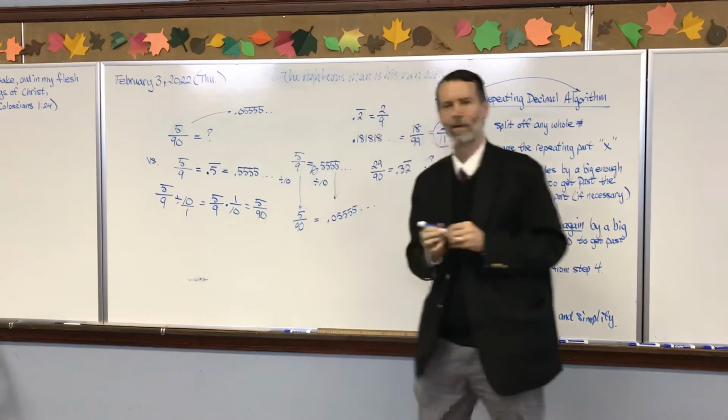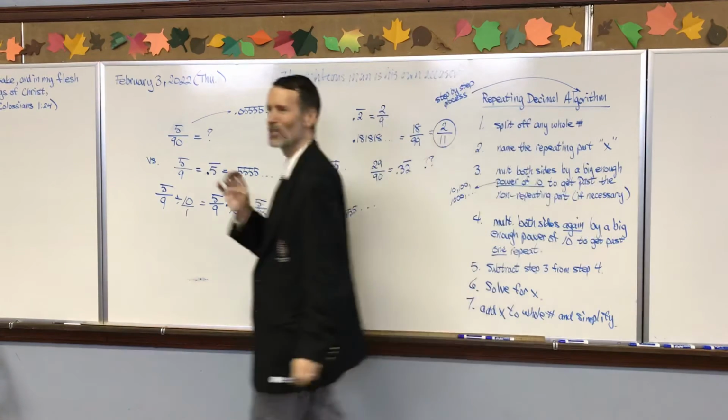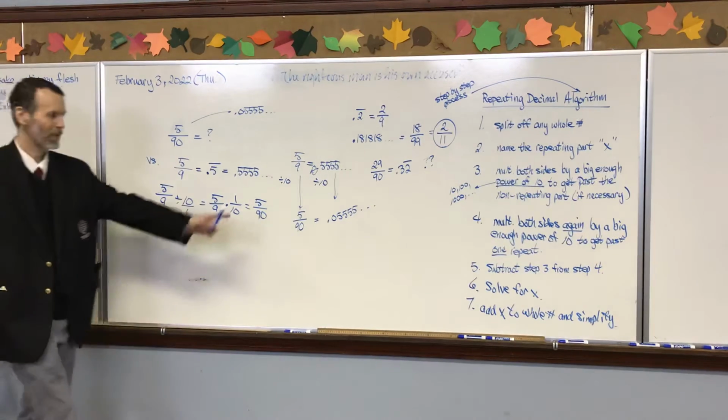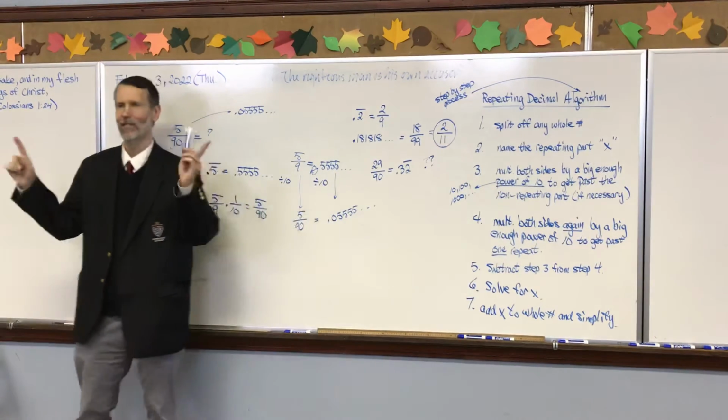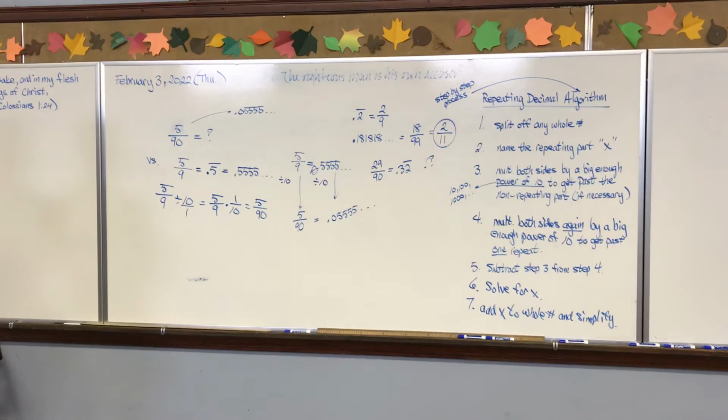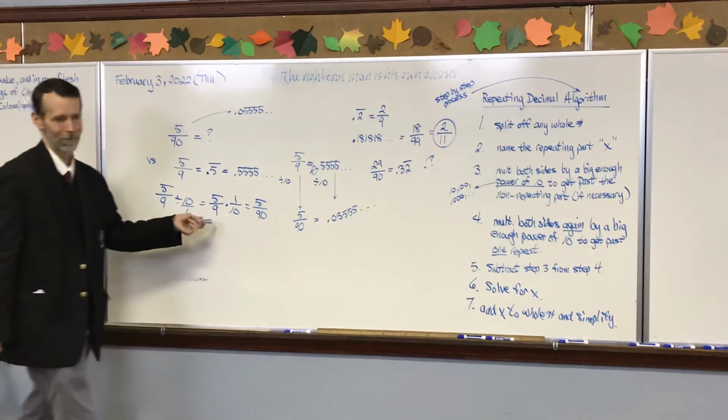If you want to delay a repeating decimal by 1 space, divide both sides by 10. If you want to delay it by 2 spaces, how would you do that? Divide by 100. Let's do a tricky one. How about you delay it 4 spaces? 10,000. Yes, you divide both sides by a power of 10.